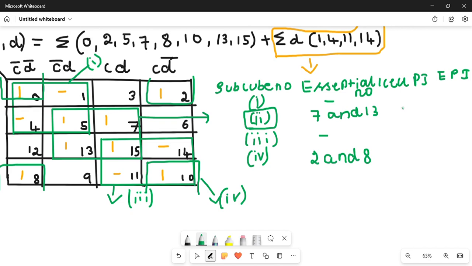Prime implicants ಏನೇನು? So it is A bar C bar, BD, AC and B bar D bar.